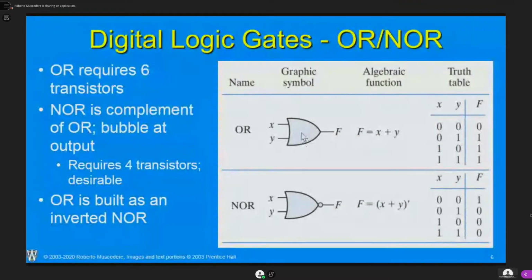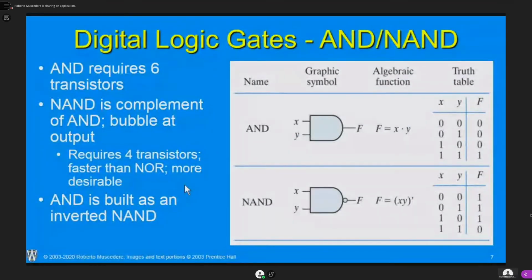Okay, so back to our NAND and NOR. So again, functionally, this one is just an inverse of the other one, but we want to try to build our designs with as many NOR gates as possible because it's only 4 transistors. Now, when it comes to NAND gates, same thing. We have AND and NAND. An AND gate requires 6 transistors, where a NAND gate only requires 4.